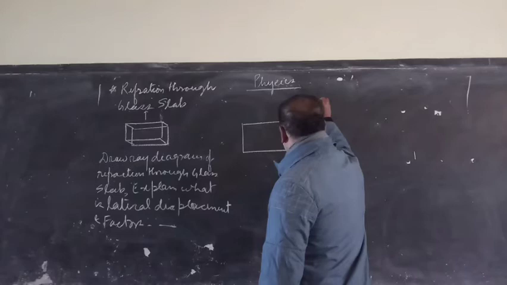What is lateral displacement? The distance between the produced incident ray and the emergent ray which are parallel is known as lateral displacement. This is the second part of the question.